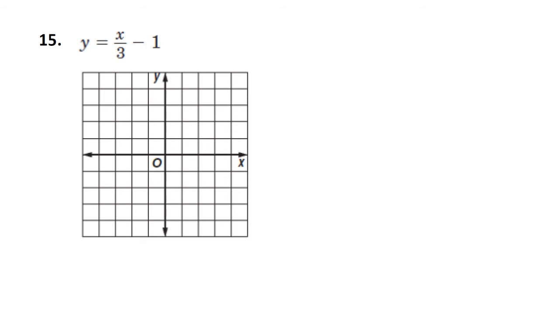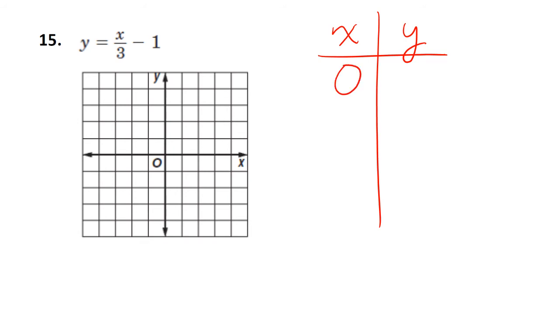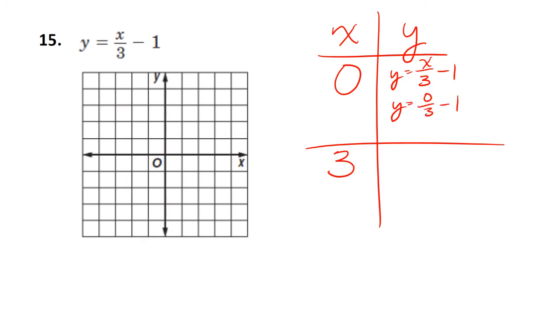And just like we did in number 14, let's go ahead and figure out 15. So we have to figure out x and y values. I'm going to use 0, and then I'm going to use a multiple of 3, and you guessed it, I'm going to keep it easy on myself and pick 3. So now let's fill in x in our function here. So y equals x over 3 minus 1. Let's fill in what x is. So I have 0 over 3 minus 1. So you guessed it, 0 minus 1, y is going to be equal to negative 1. So we're going to write down that ordered pair 0, comma, negative 1.